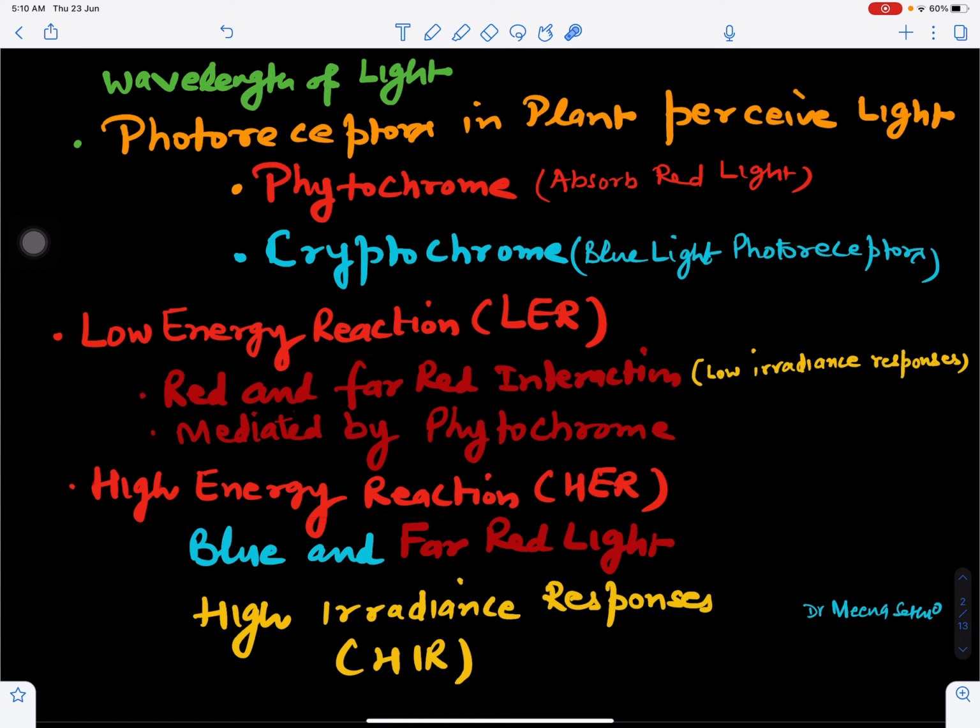So low energy reactions are also called low irradiance responses. They include red and far red light, and they are mediated by the pigment, or we can say photoreceptor, called phytochrome. Then there are high energy reactions which are controlled by blue and far red light, and these are also called high irradiance responses.